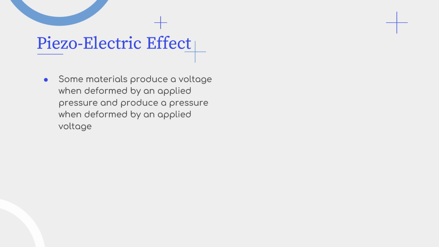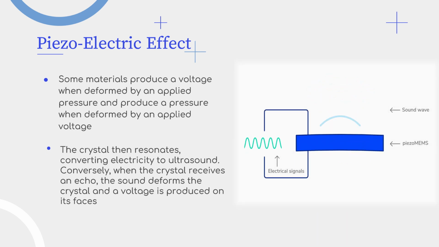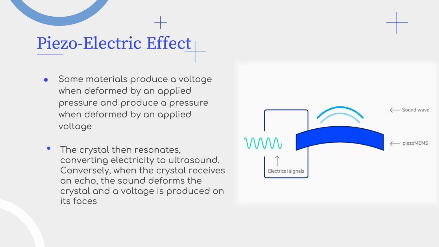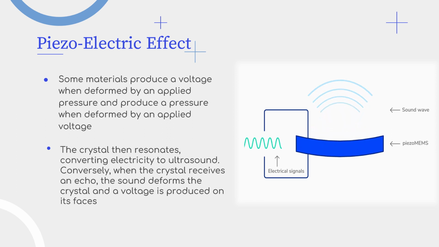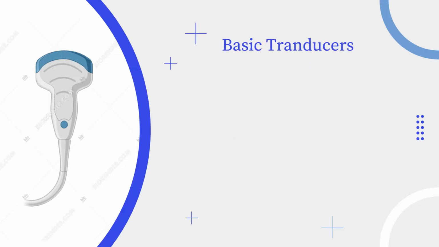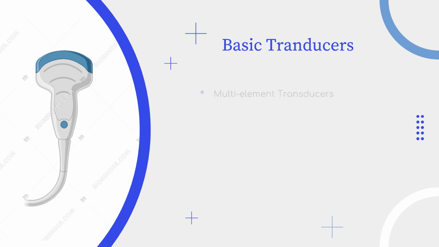Thus, when a voltage is applied to the faces of a crystal, it expands or contracts, depending upon the polarity of the voltage applied. The crystal then resonates, converting electricity to ultrasound. Conversely, when the crystal receives an echo, the sound deforms the crystal and a voltage is produced on its faces. Basic transducers. Simply stated, the basic transducer consists of three parts: the acoustic insulator, the piezoelectric crystals, the backing material, and other components. These are connected to the ultrasound system from the power supply by electrical wiring.